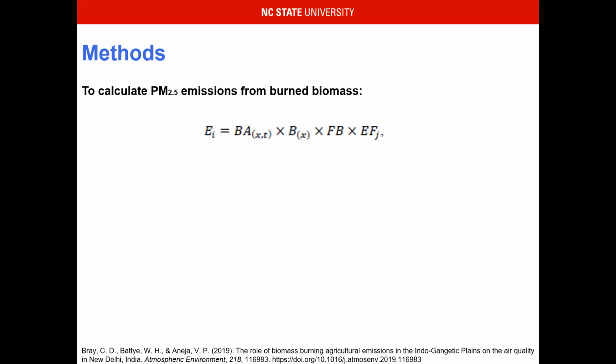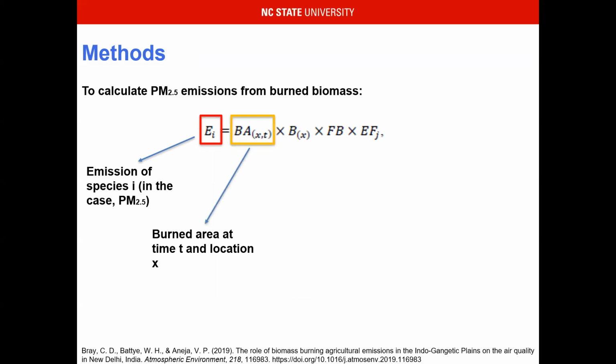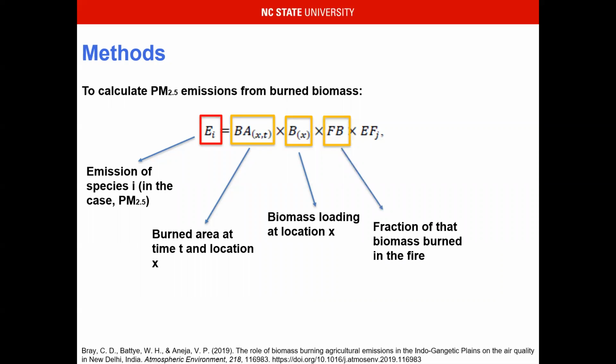To calculate PM2.5 emissions from burned biomass, this formula is used. E_i is the emission of species i, in this case PM2.5. B_i is the area burned at time t and location x. B is the biomass loading at location x. FB is the fraction of that biomass burned in the fire, and EF_i is the emission factor of species i.